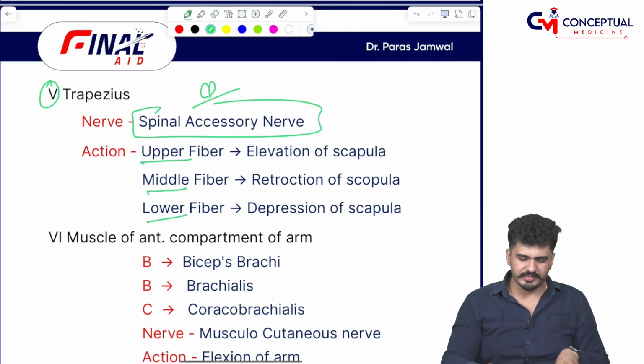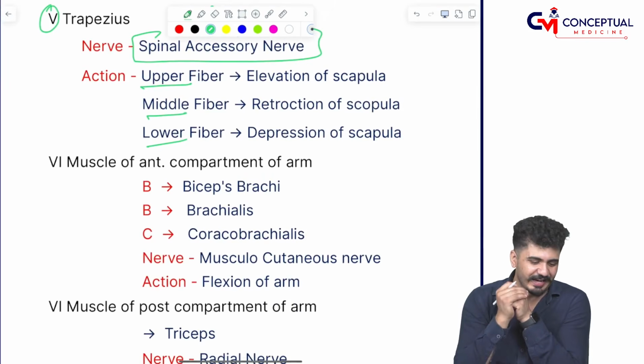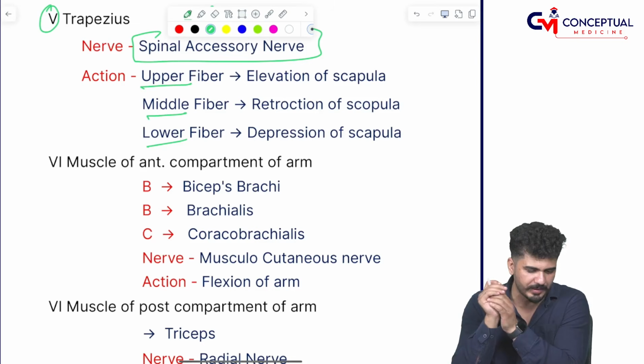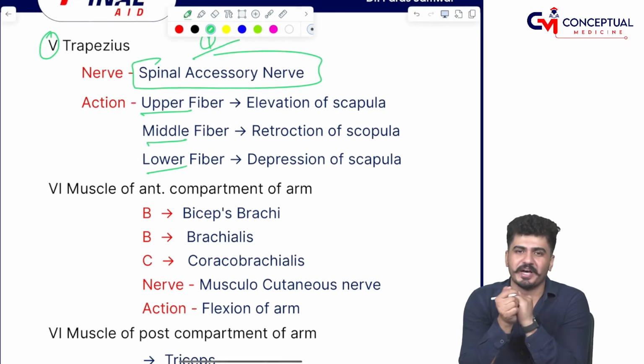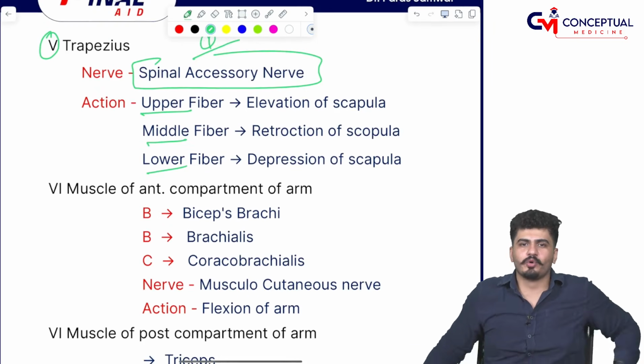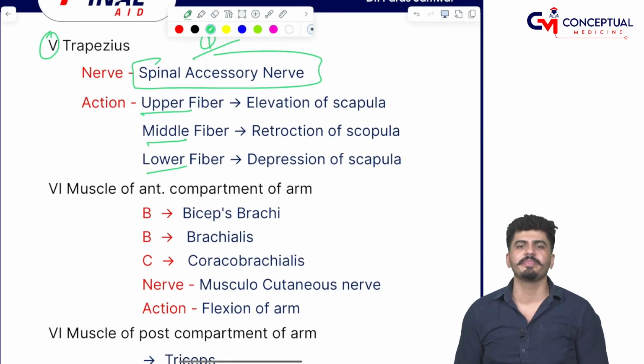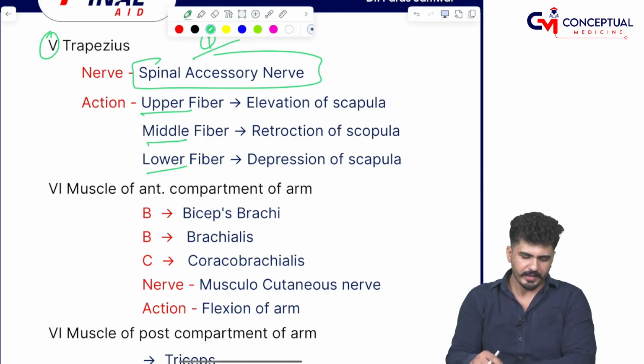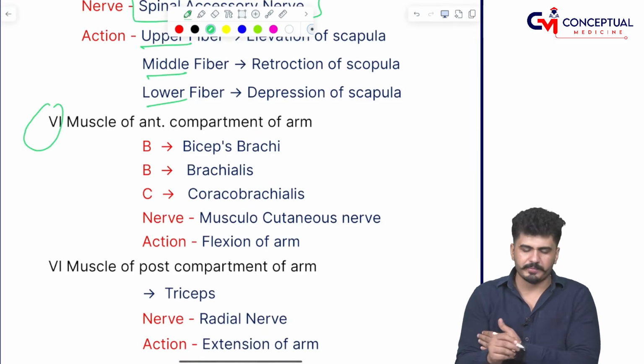Now, remember, shrugging of shoulder will also happen. If this spinal accessory nerve is gone, there will be shrugging of shoulder. Now what is shrugging of shoulder? जब कंधे नीचे गिर जाते हैं, कंधे उठ नहीं पाते हैं, this is called shrugging of shoulder. Done and dusted.